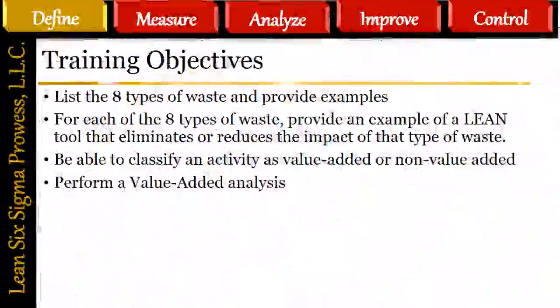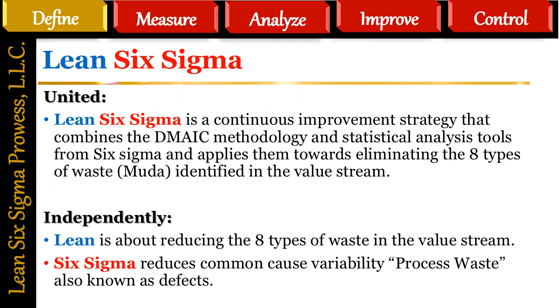By the end of this video, the viewer will be able to list the 8 types of waste and provide examples. For each of the 8 types of waste, provide an example of a lean tool that eliminates or reduces the impact of that type of waste. Be able to classify an activity as value-added or non-value-added. Perform a value-added analysis.